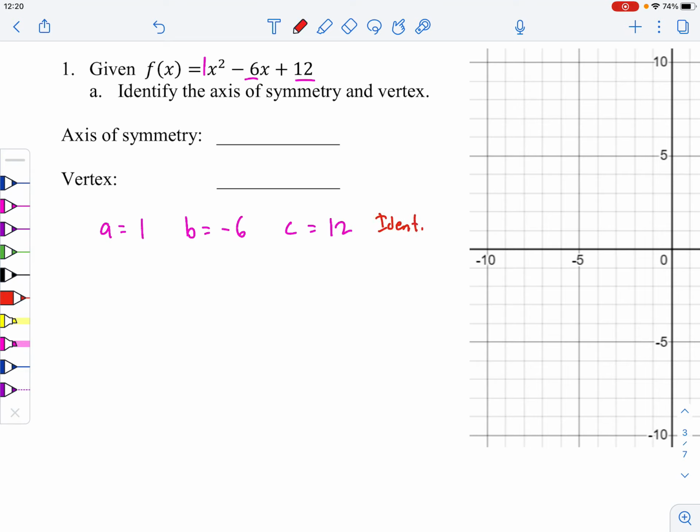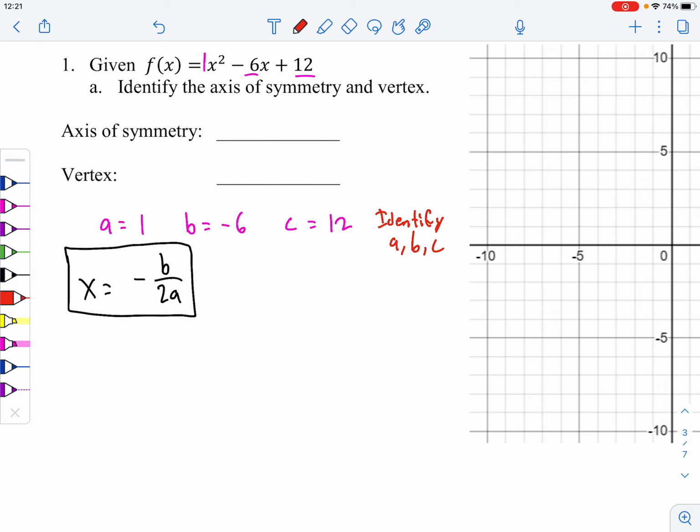So identify A, B, C. Then we're going to use part of the quadratic formula. We're going to use x equals opposite b over 2a. Use that part, and that's going to give us the x value. So find the x value of the vertex using x equals -b over 2a, the first part.